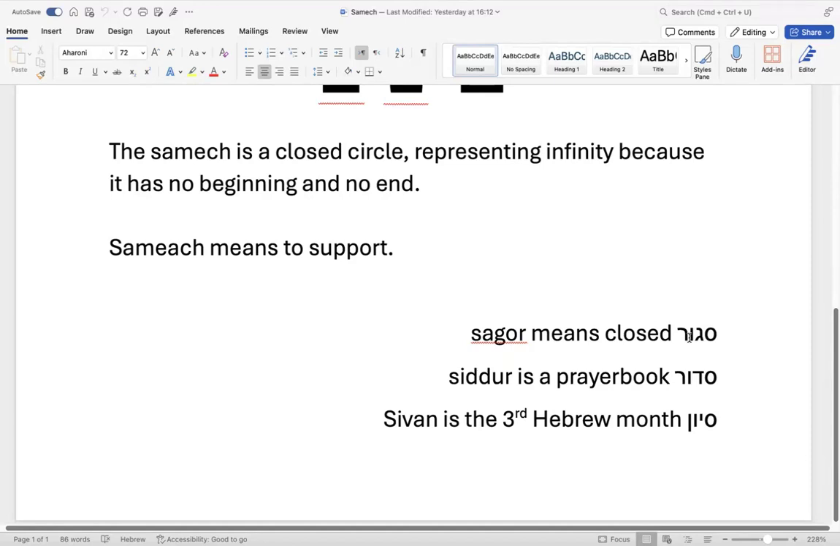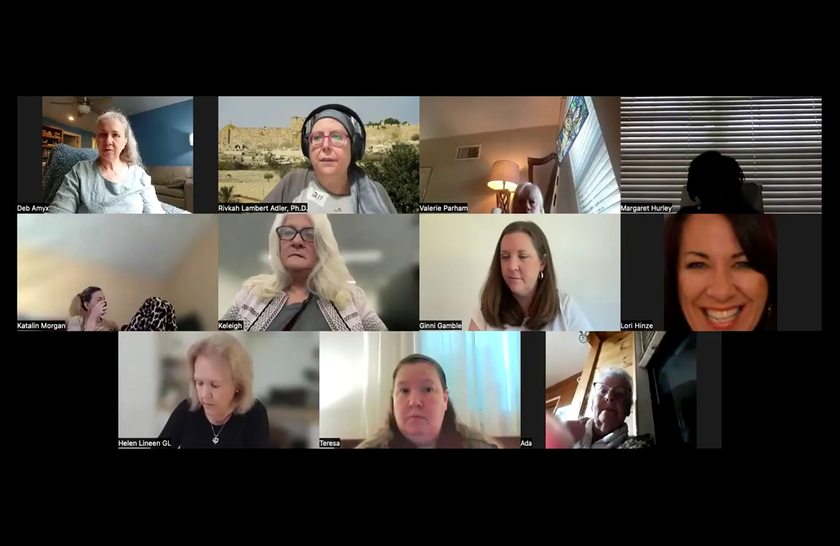A siddur is a word you probably know that means a prayer book. And this word is from here, right to left, Sivan, which is the third Hebrew month starting with Nisan. We are at the end of Nisan right now. Nisan, and then Sivan.